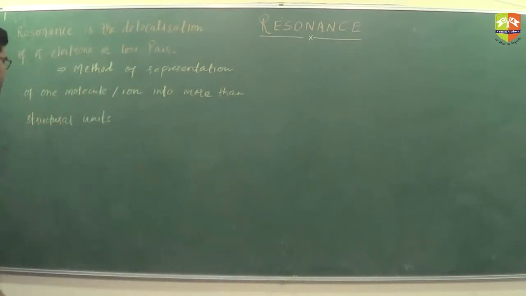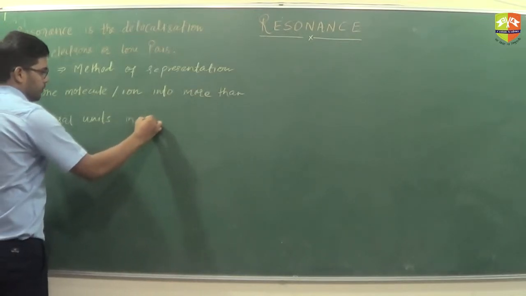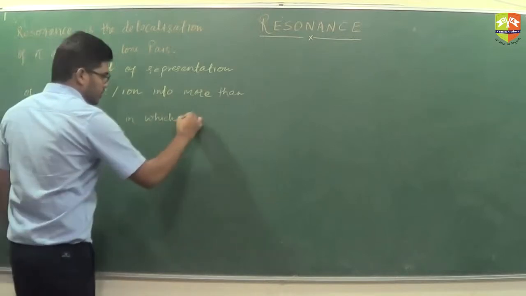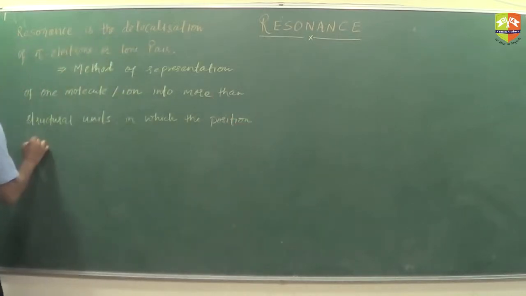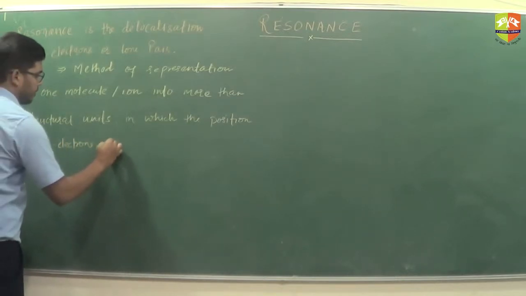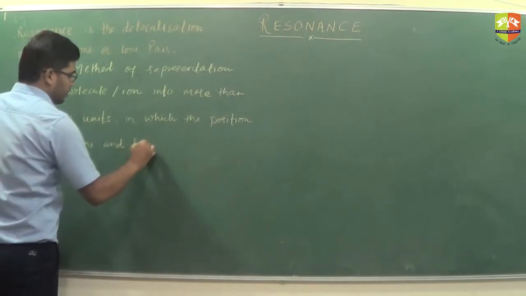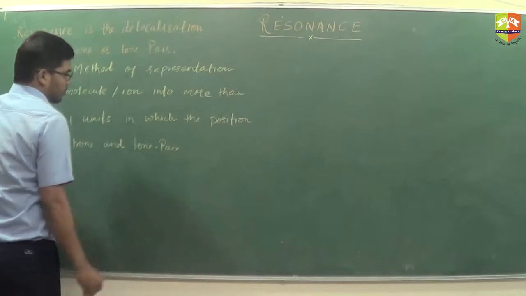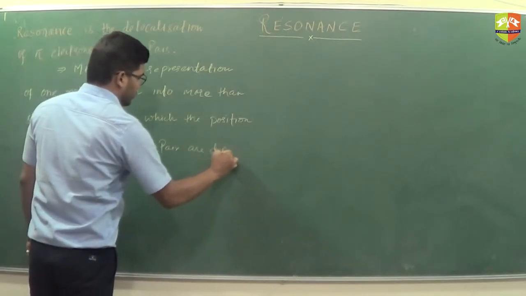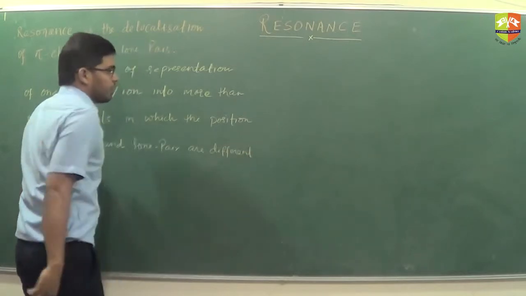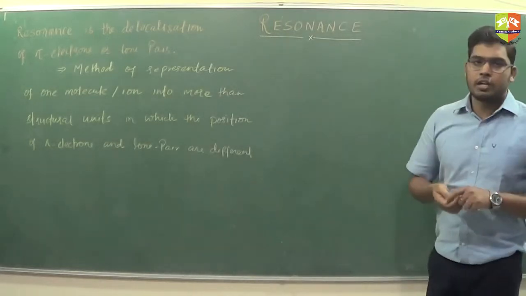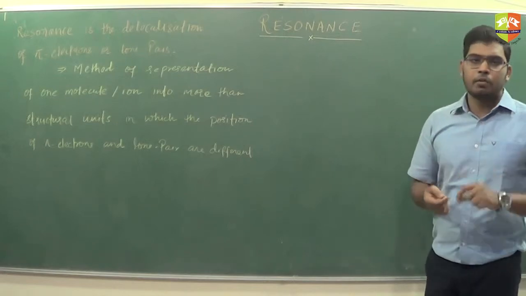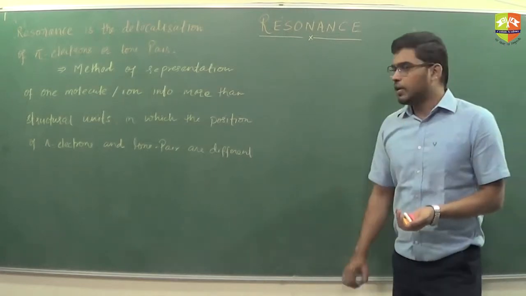and what is the difference in all these structural units? In which the position of pi electrons and lone pair are different. The different structural units that we draw for a given molecule or ion, in all those structural units, the position of pi electrons and lone pair are different. That's the difference we have in all these structures.